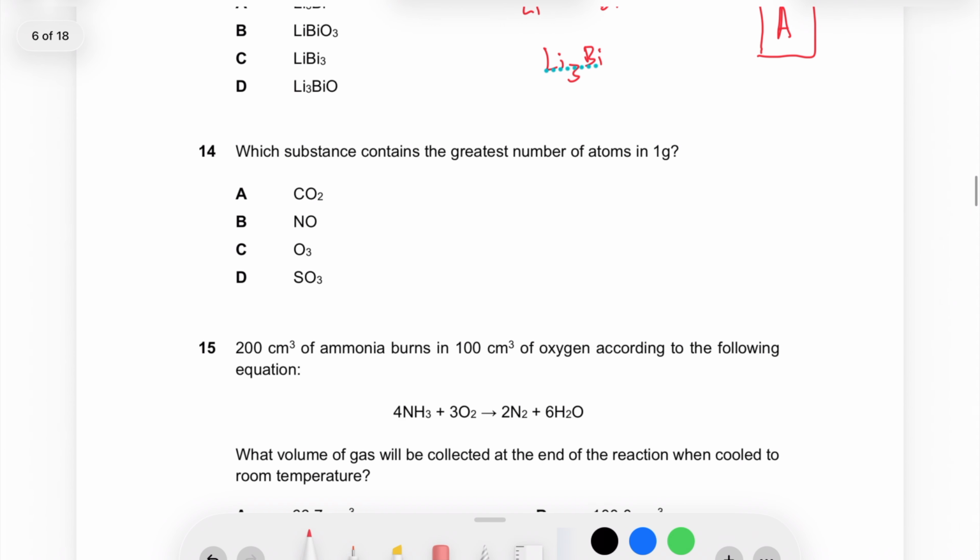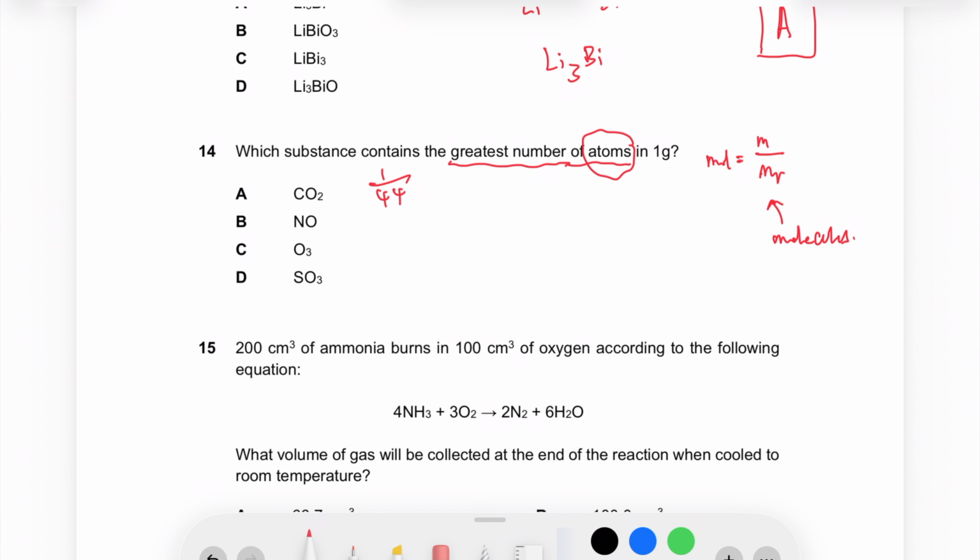Moving on. Question 14. Which compound contains the greatest number of atoms? Okay, in 1 gram. So take note it is atoms. So this is the keyword. So we will do the formula mole equals mass over Ar or Mr, Mr in this case. Then after that you still have to times your Avogadro's constant, to get the number of atoms. Okay. So this one I just leave it here first. I'll find the moles first. So CO2, so will be 1 over 44, the Mr. Okay, but take note, when you find this one, it is just for the molecules.